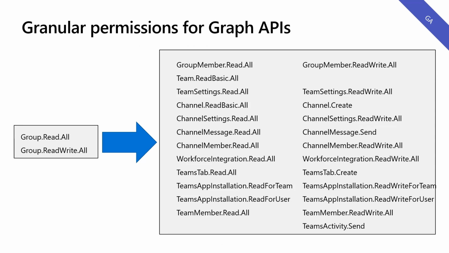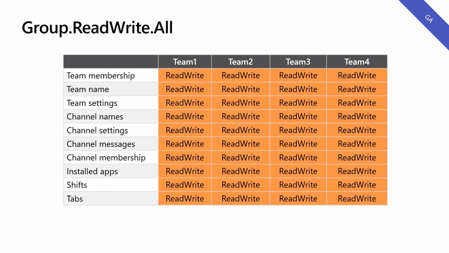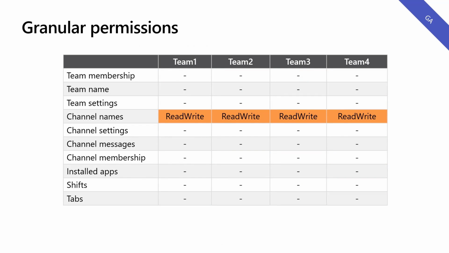To fix that, we've created more than 24 new permissions to give you the granularity you need. Just to hammer that home, with group read write all, it's really this all or nothing model. Would you like this app to have access to nothing, or would you like it to be able to read and write all teams and all parts of the team? With granular permissions, we can scope that down to a part of a team. This app has access only to the channel names, not the channel messages, not the membership of the team, not all the other parts of the team, just the channel names.